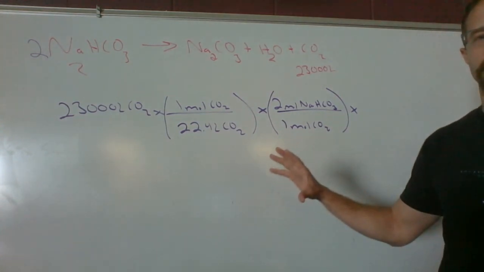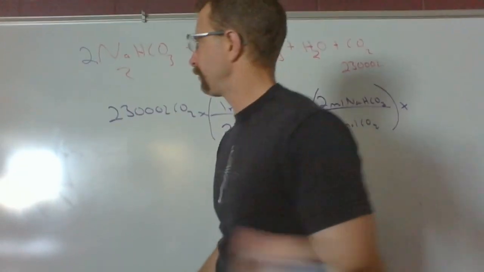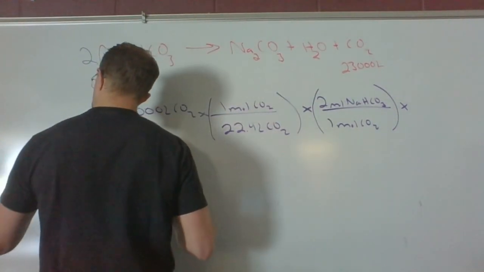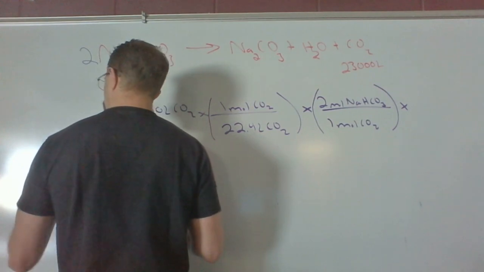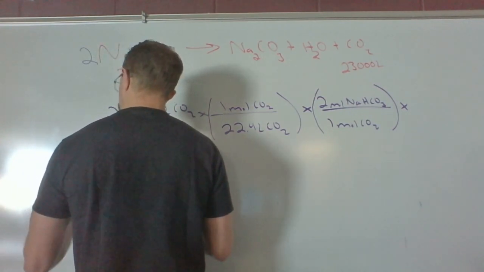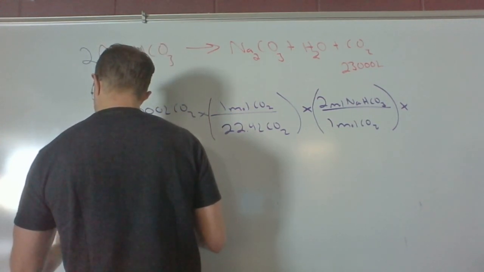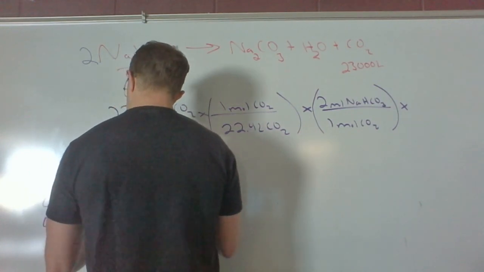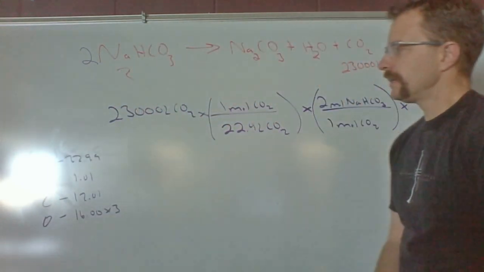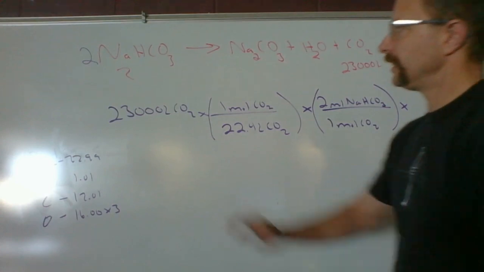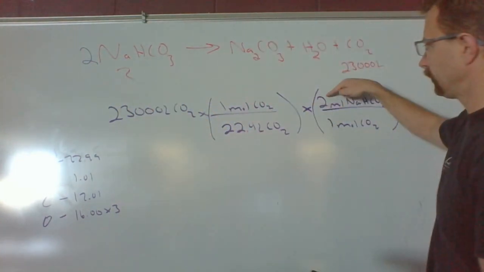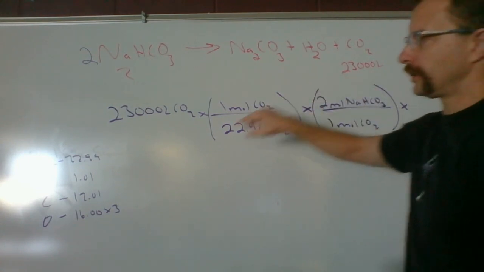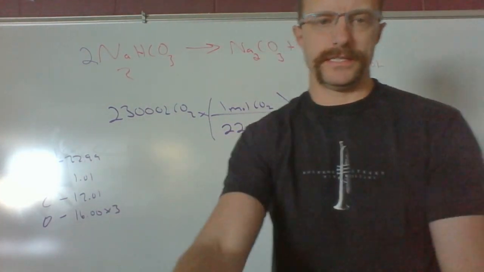So I need to do a side problem. I'll step off to the side here and do a side problem. I've got sodium, which is 22.99. I've got hydrogen, which is 1.01. I've got carbon, which is 12.01, and oxygen, which is 16.00 times 3. We've got all of those with each of those. I don't need to worry about the 2 here. That 2 got taken care of right here.